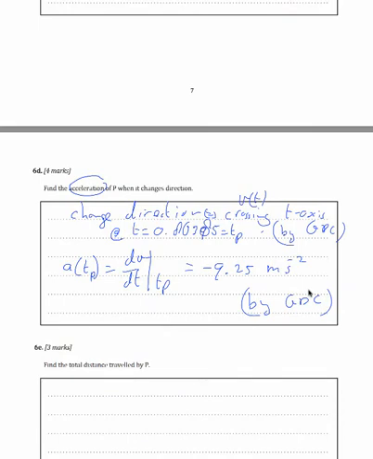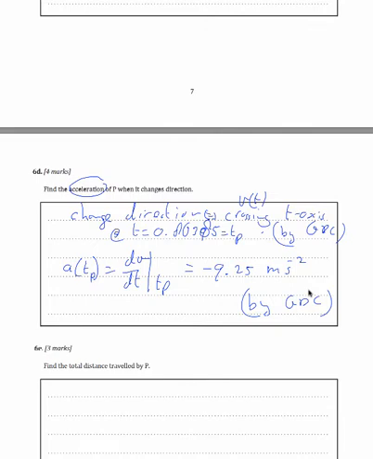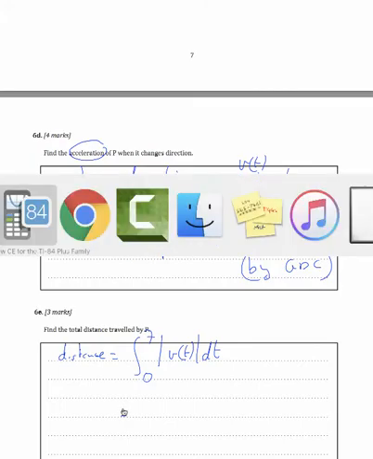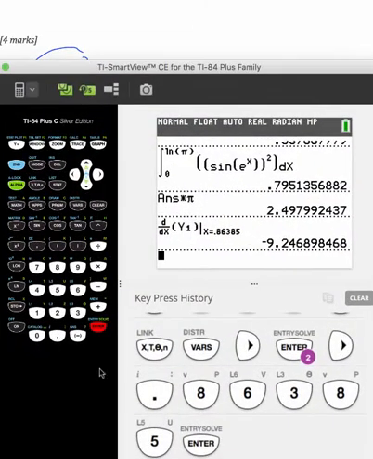Okay, find the total distance traveled by this thing. All right, so the distance traveled is the integral, in this case, of the first 7 seconds. Distance is the absolute, so I need to put this in absolute signs, dt. All right, well, this is a GDC question, so why would I not use my GDC?